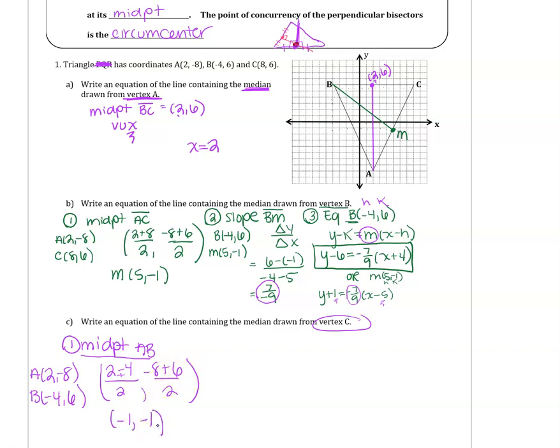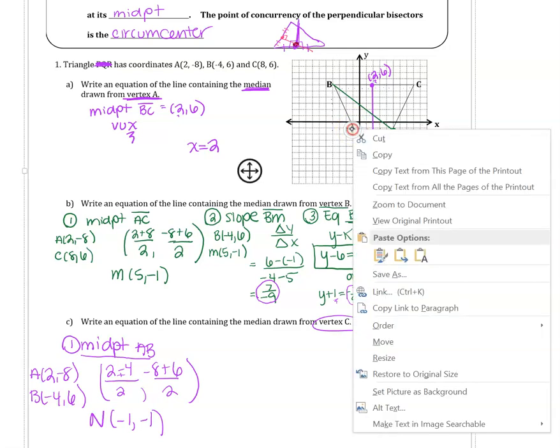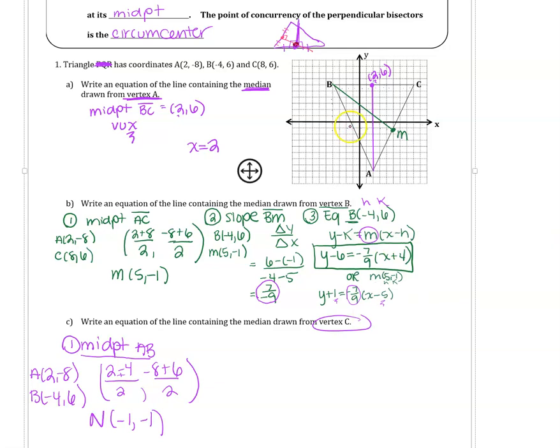Now, just like last time, I'm actually going to call this N so that I can easily identify it on my grid. I'm actually going to use pink to try to keep everything separate here, so you know where my work's coming from. So there's that. (-1, -1). Let's call that N. Now, if I want the equation of the line, or the median from N, so to the opposite vertex C, that's what my line would look like.